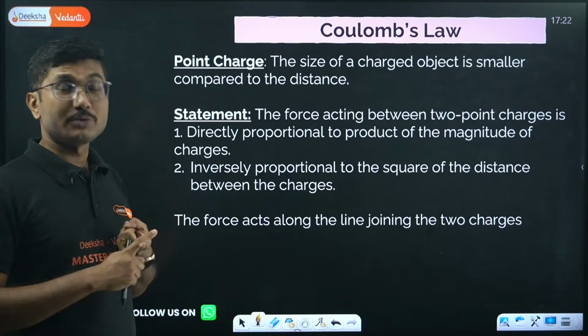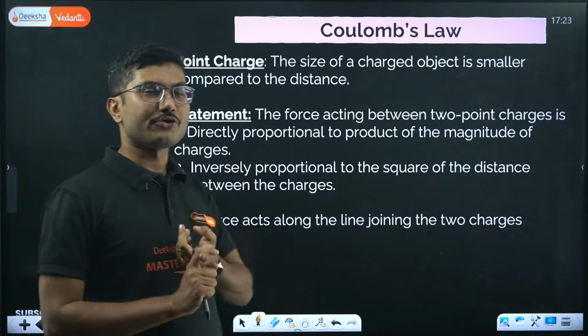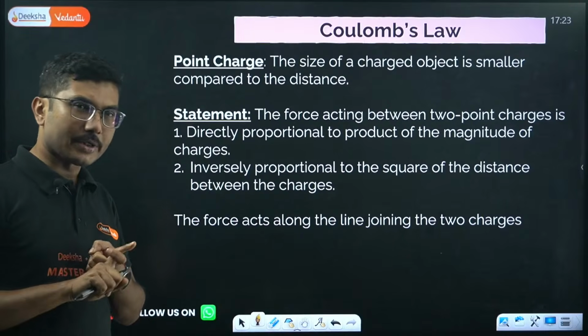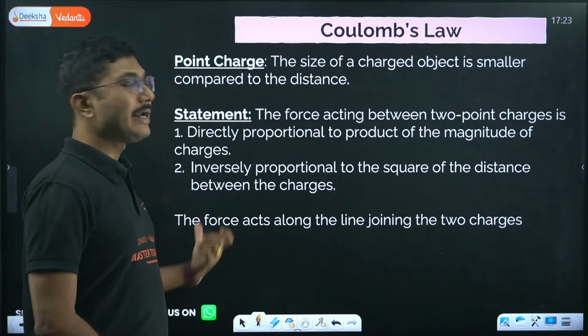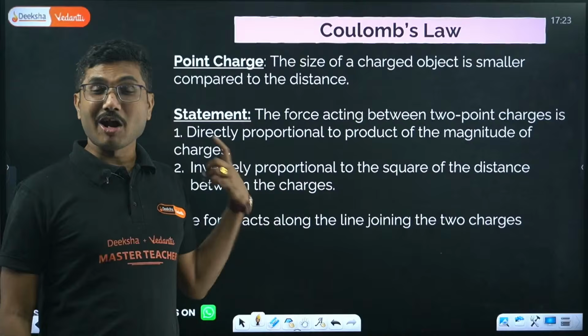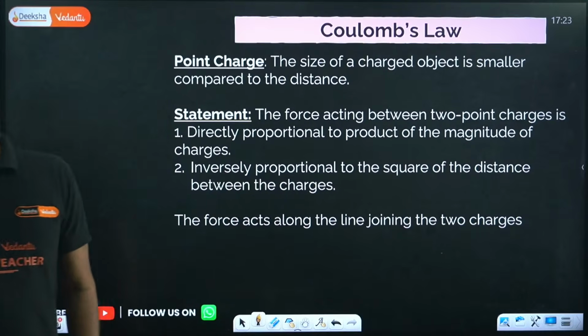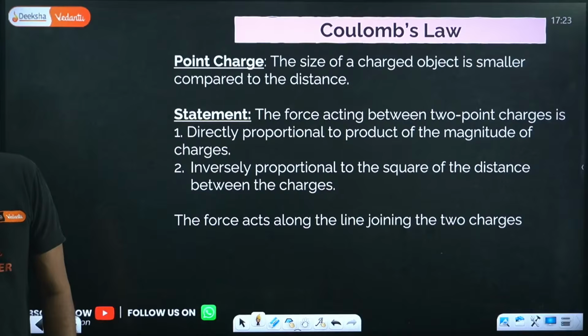The force between two charges is directly proportional to the product of the charges, inversely proportional to the square of the distance between the charges, and the force acts along the line joining the charges. That is the point that many students miss. Force acts along the line joining the charges, right? Now let's move on.